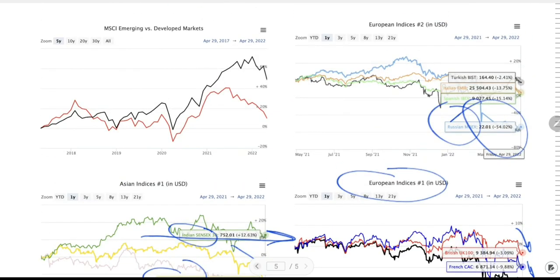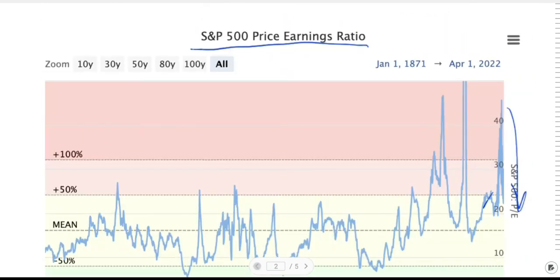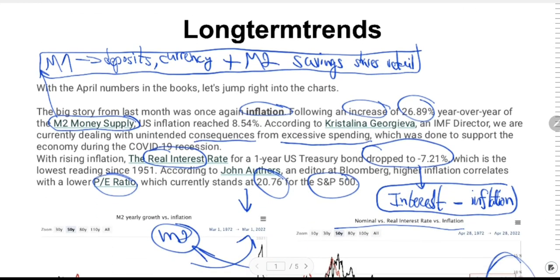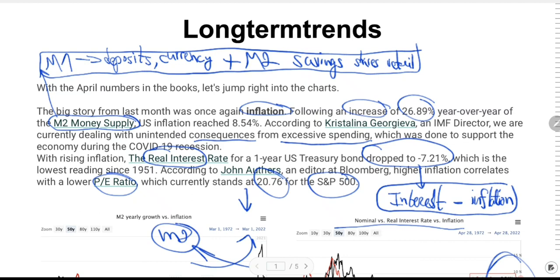So this was the overall market estimation given to us by Long-Term Trends. I really recommend this site. You can also register to its email updates.